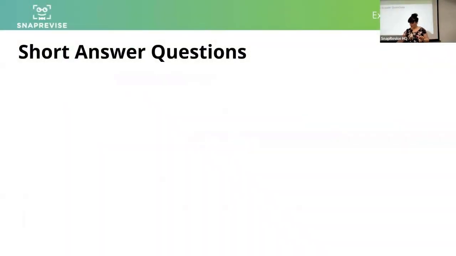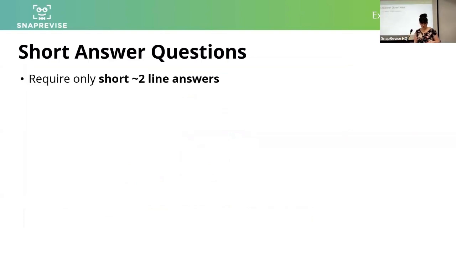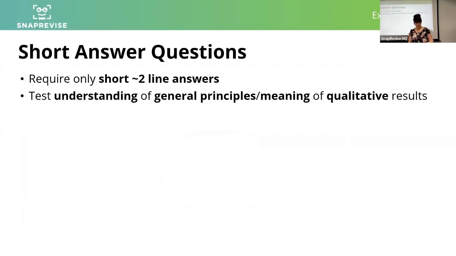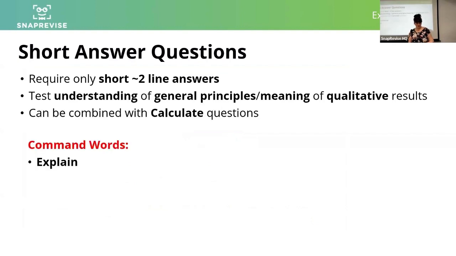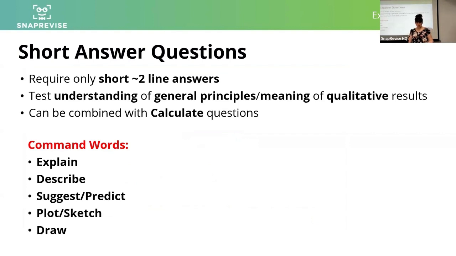Okay, let's keep going. What about short answer questions? So short answer questions require only short, approximately 2-line answers. They test your understanding of general principles or meaning of qualitative results, and they can be combined with calculate questions. The command words you might expect to see are explain, describe, suggest, predict, plot, sketch, or draw.